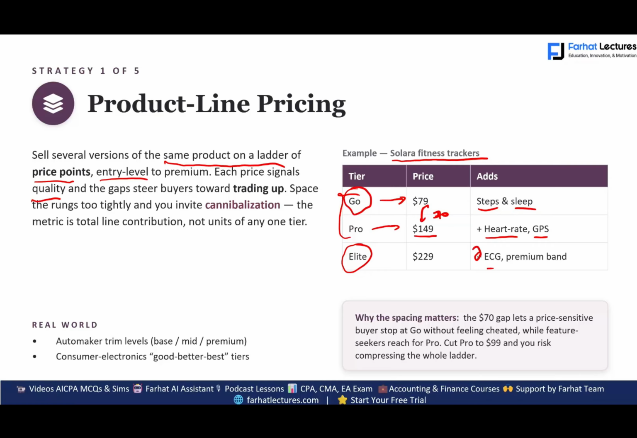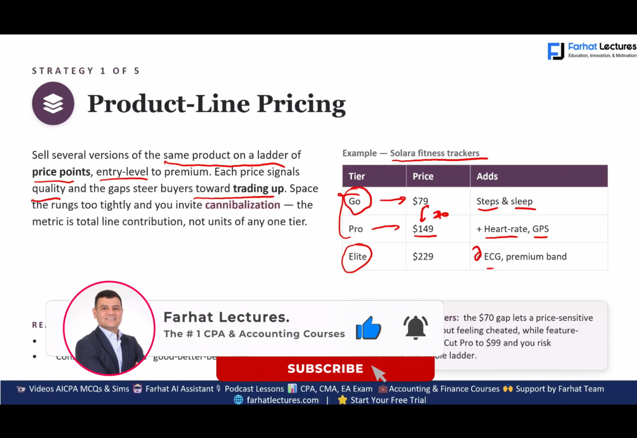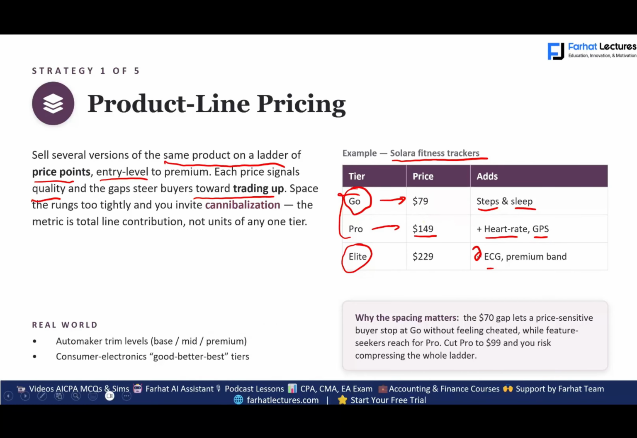And what they're trying to do, they want to send you toward trading up. They want to show you the gap. Now you want to have the gap large enough so the people feel they are getting an upgrade.